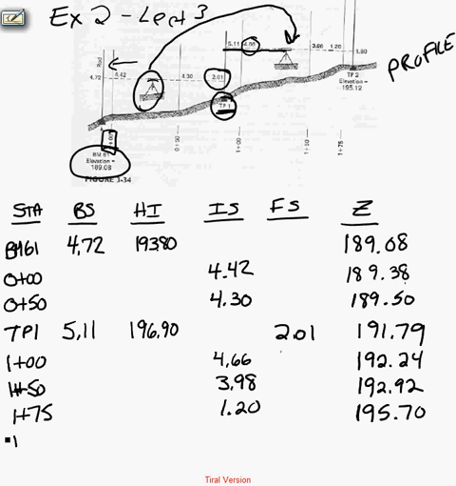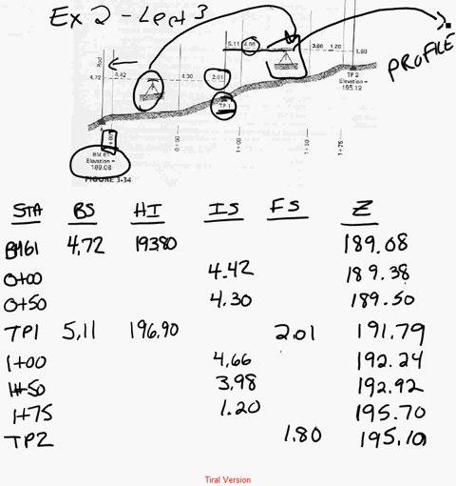And now finally I'm given turning point 2. In this case, this is a turning point, so we would assume I'm going to establish this as a new temporary benchmark. So my foresight at turning point 2 is 1.80. And that gives me an elevation at turning point 2 of 196.90 minus 1.80, or 195.10. Now, if this was a true turning point, I would have now moved this instrument again down this way and moved on, but it doesn't show me this in the figure, so I can stop here.